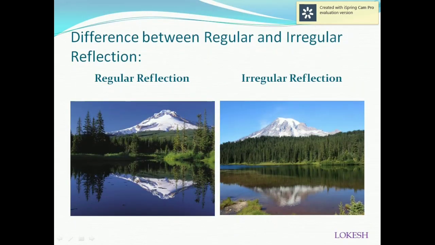This picture depicts the difference between regular reflection and irregular reflection. These are the pictures of Mount Fujiyama. When the lake water is still, that is, its surface is smooth, regular reflection occurs and the crystal clear image of Mount Fujiyama is formed in the lake water. But when lake water is turbulent, hence its surface is not smooth, the regular reflection does not occur. That's irregular reflection occurs. Hence the image formed is blurred.